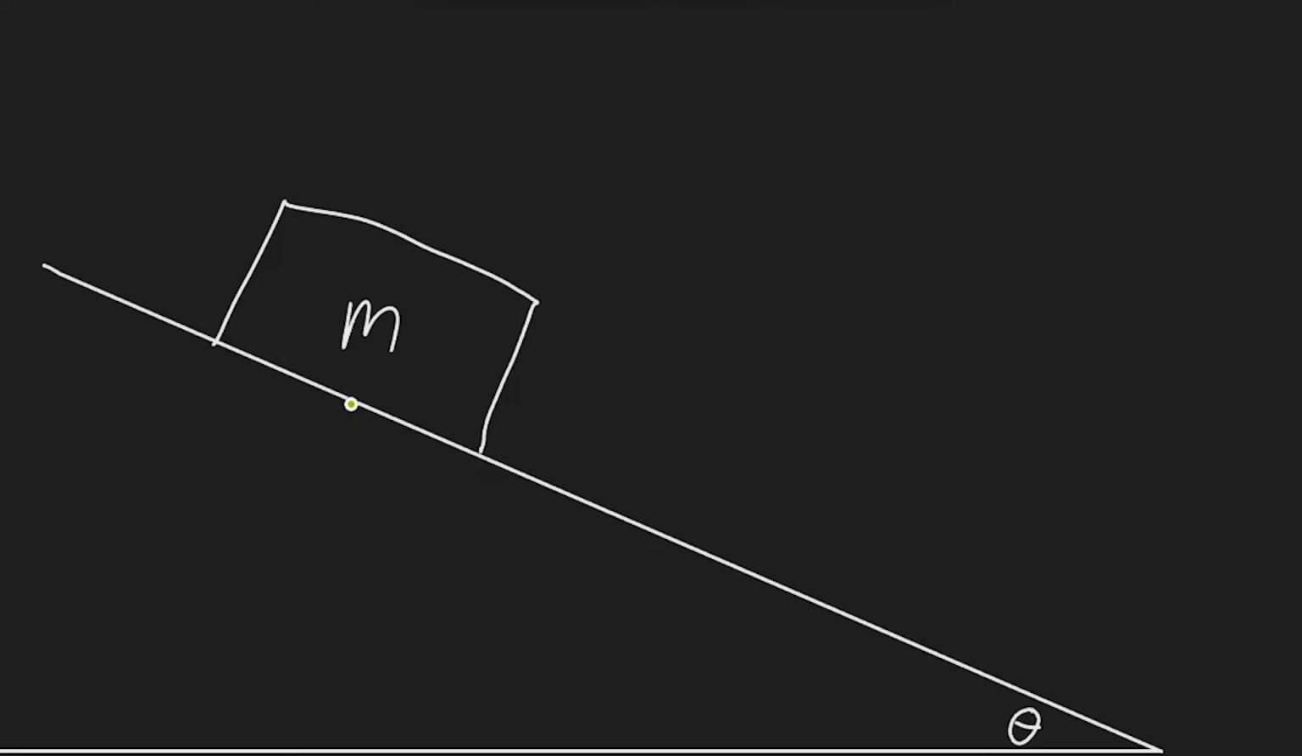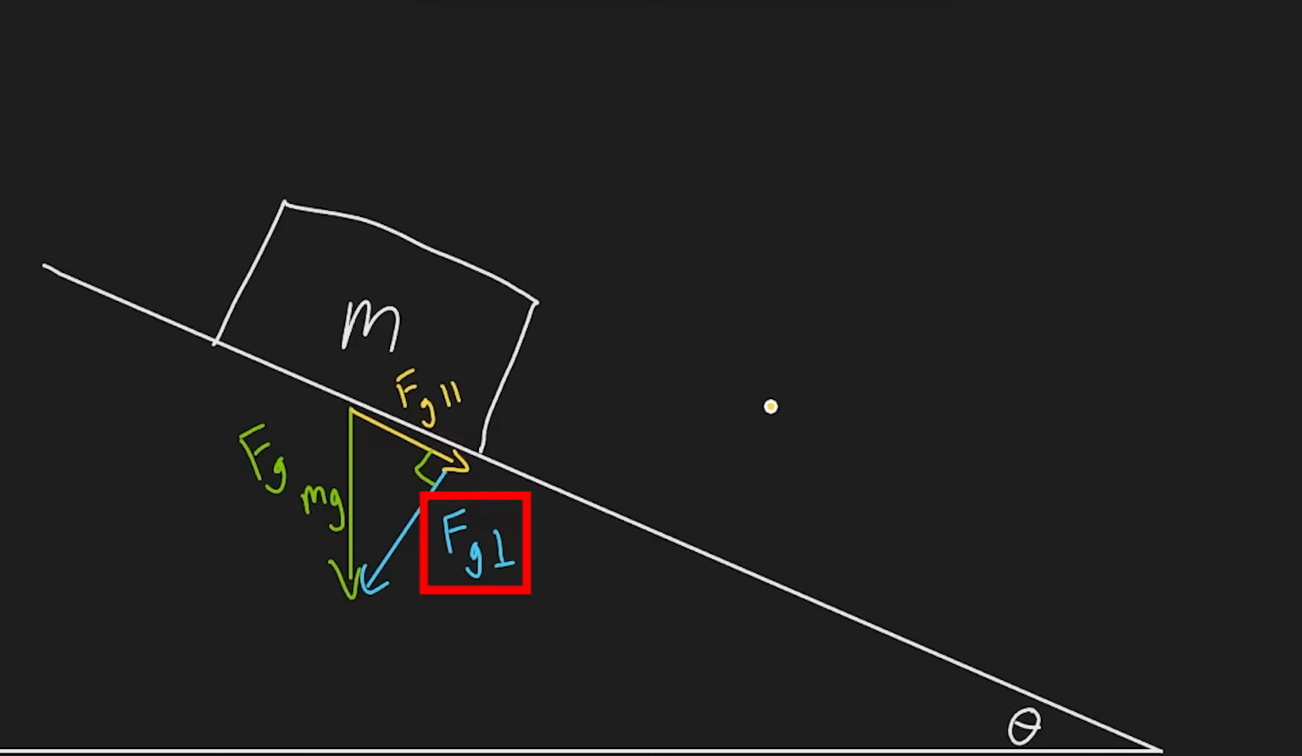Now just watch what I'm gonna do next. If you aren't comfortable with geometry and trigonometry, this might be a bit confusing, but just watch. So if I have a box with mass m on a ramp that makes an angle theta with the horizontal, the force of gravity will be directly down with a magnitude of mg. I can take this vector and split it up into two components, one that is parallel to the ramp and the other that is perpendicular to the ramp. These two components must form a right angle with each other.